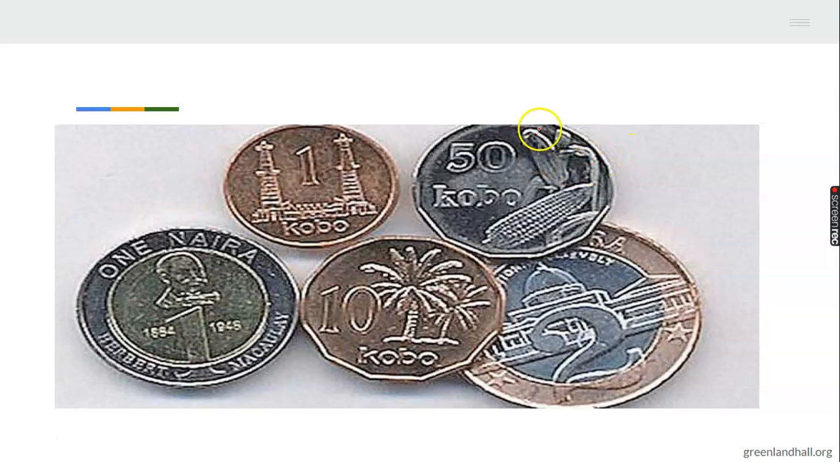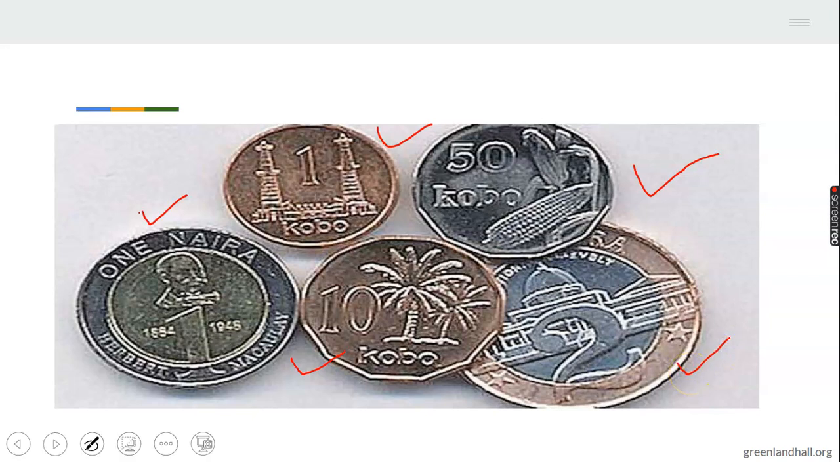Now we have our 50 kobo here. You can see it here. This is our 50 kobo. We have the 1 kobo here. We have the 1 naira here. Even though this is naira, it is in the kobo form. It is made from the same material with 50 kobo and 1 kobo. We have the 10 kobo here. You can see it on the screen. And then we have the 2 naira here.